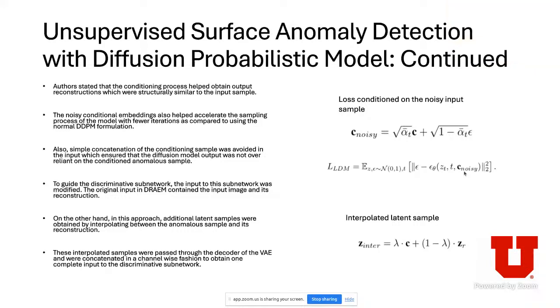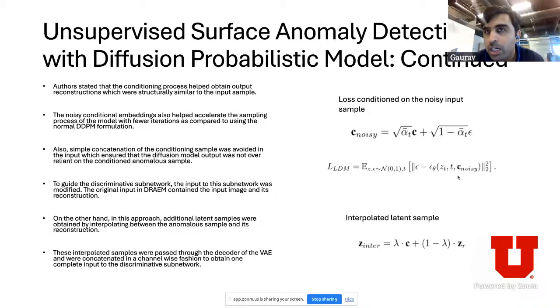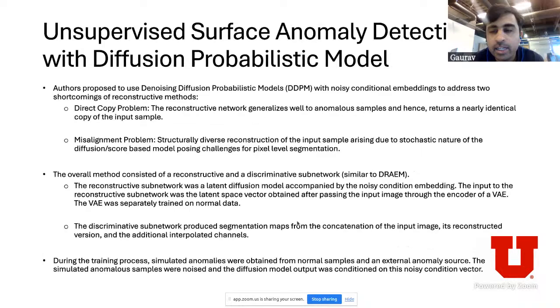How is the anomaly simulated? Is it done with this kind of interpolation? Yes. The simulated anomaly is generated from a normal sample, and the authors were using an external data source, which I should have added. The simulated anomalies were obtained from normal samples and an external anomaly source, a data source of natural images, where the two images are blended and an anomalous image is produced.